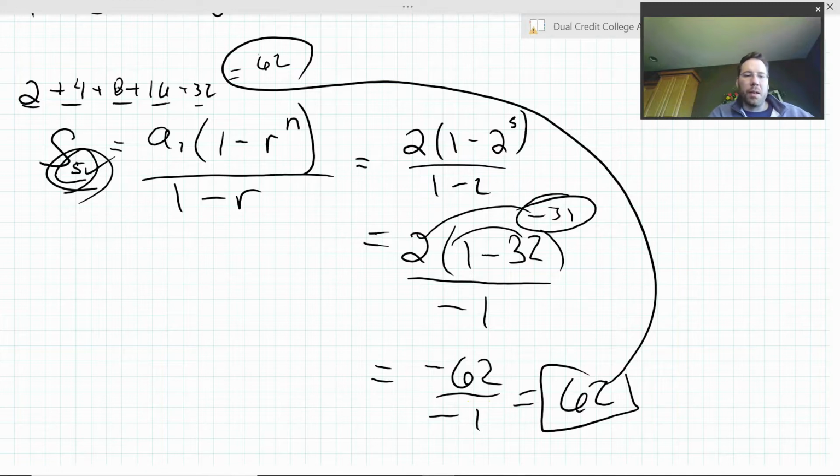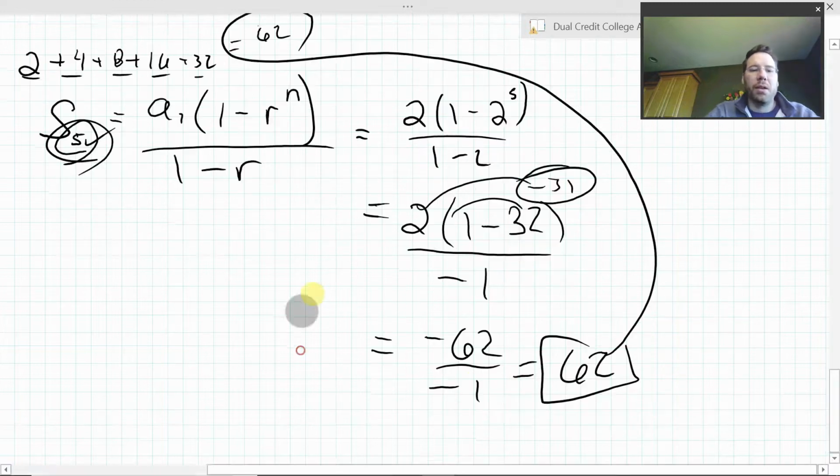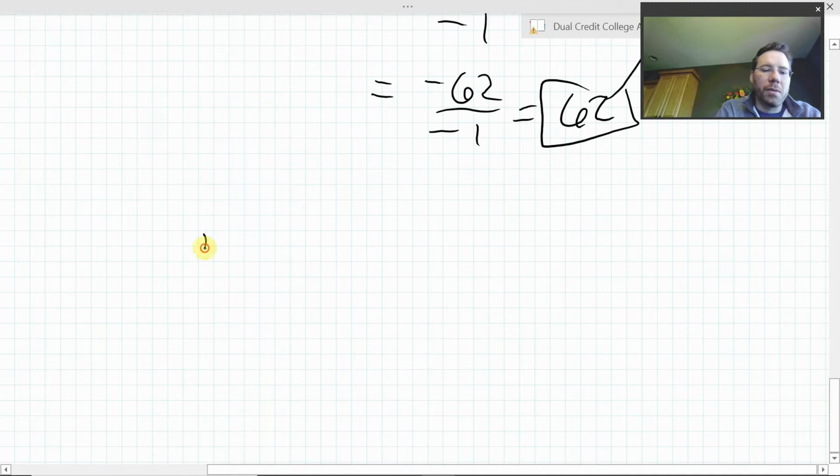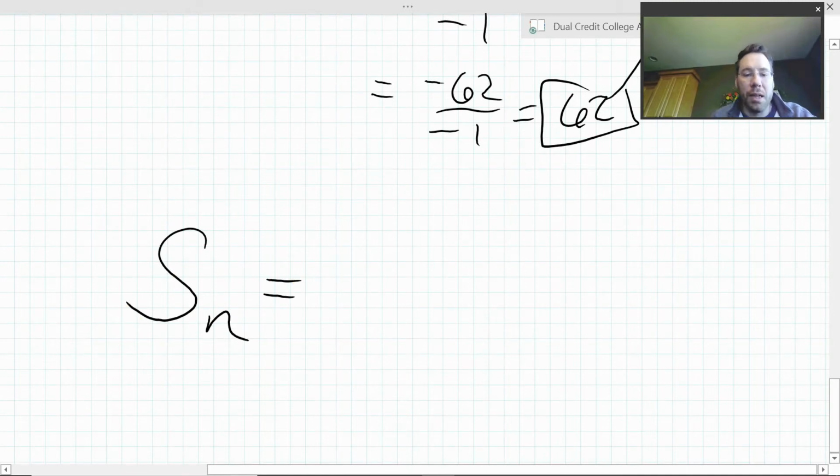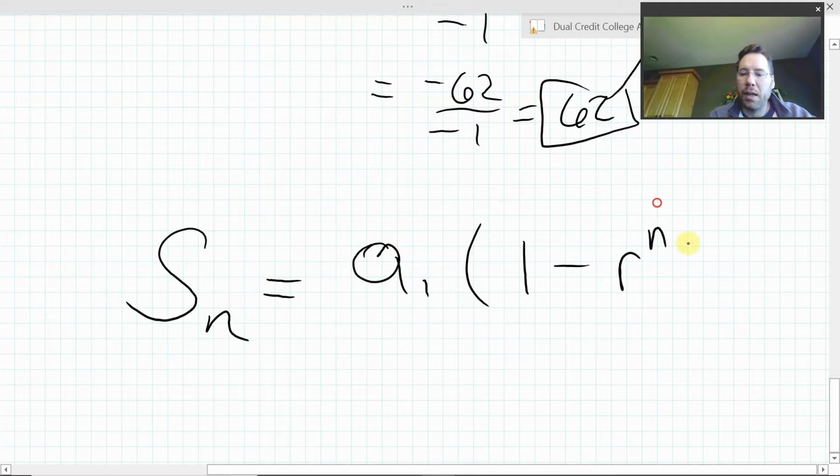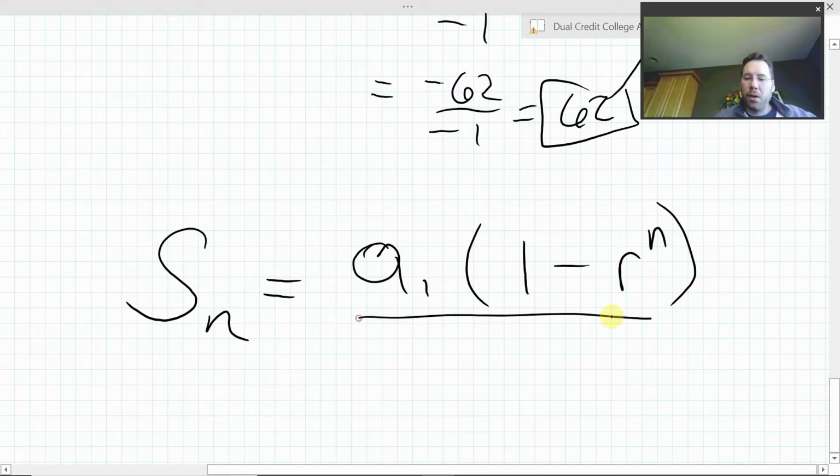So again, here's the general formula, S sub n, the sum, if it's geometric, will be the first term, a1, times 1 minus r to the n, again, just that r is being raised to the power, over 1 minus r.